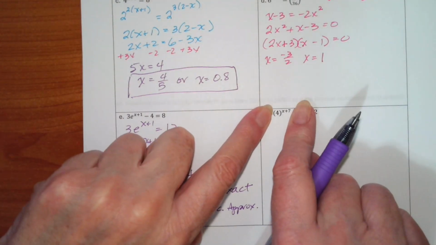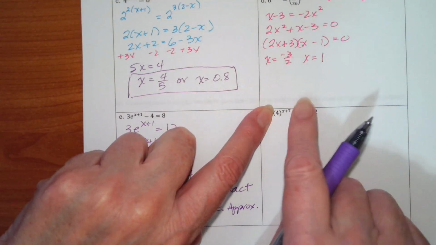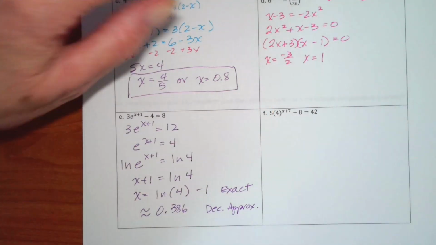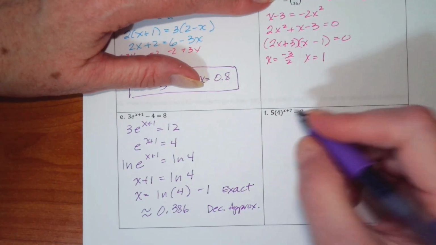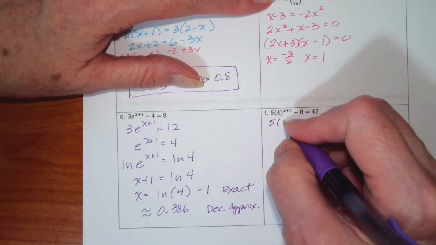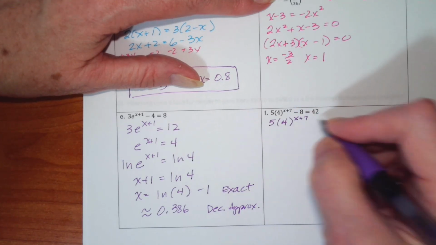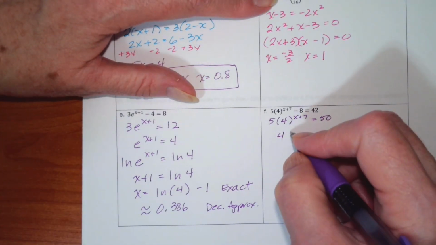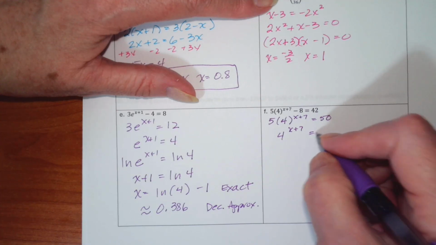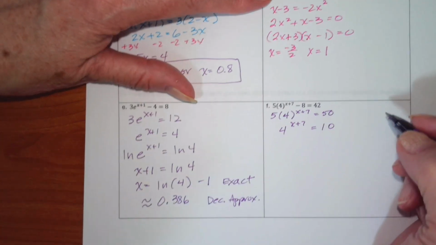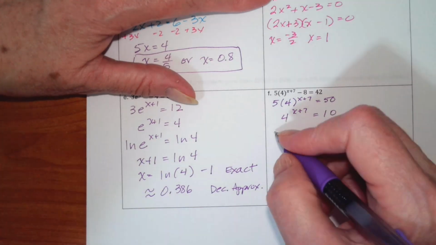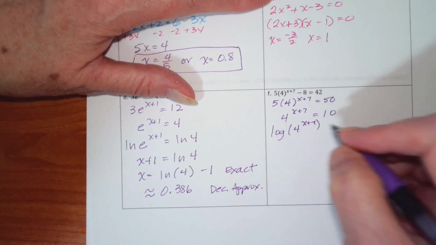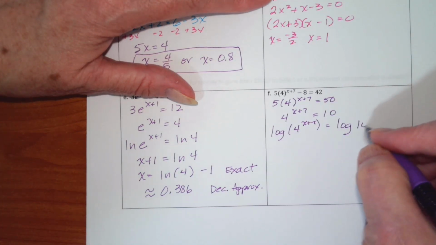Okay, let's see. If I can get this isolated, then to get this out of the exponent, I can find a log of both sides. So the first thing I'm going to do is add 8. So this gives me 5 times 4 to the x plus 7 is equal to 50. When I divide by 5, I get 4 to the x plus 7 is equal to 10. So I'm going to take the log of both sides. So the log of 4 to the x plus 7 equals the log of 10.